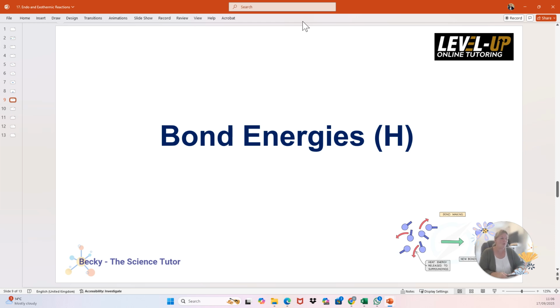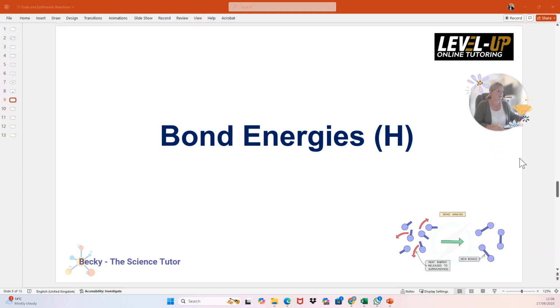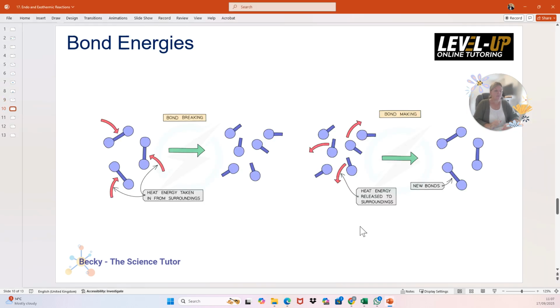Right then guys, so those of you that are doing higher tier will need to be able to do bond energy calculations. So here we're digging a little bit deeper into what is going on. Where does that energy come from? Where does that energy go to? Okay, so in a reaction, what happens is that bonds are broken and then they are reformed.